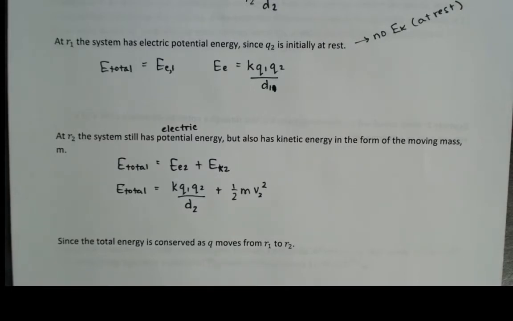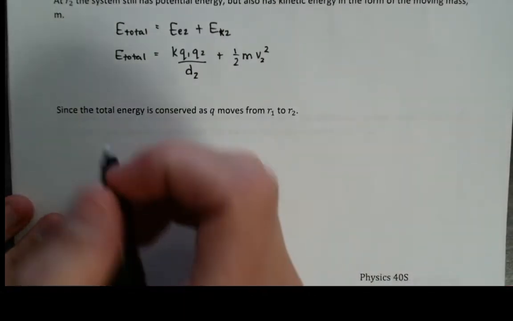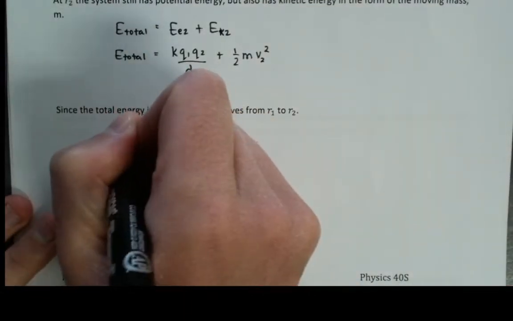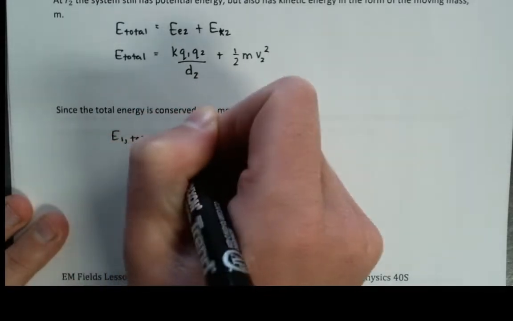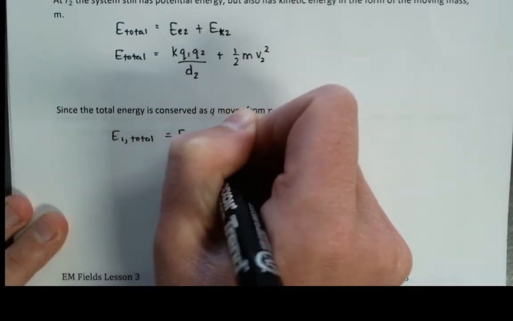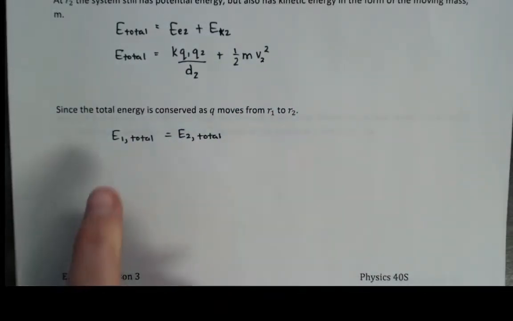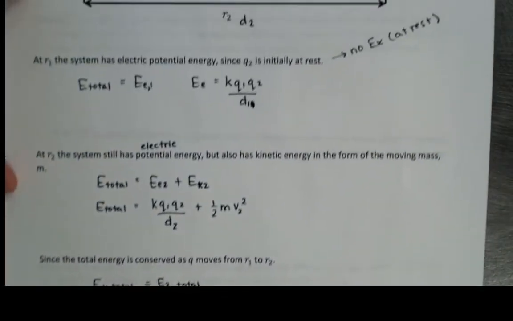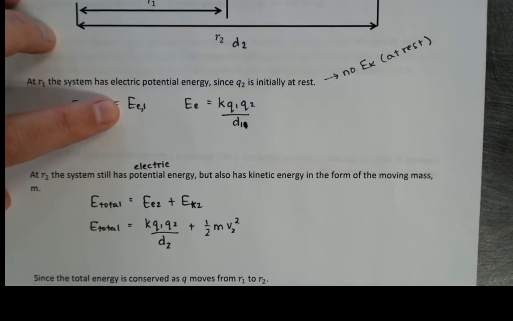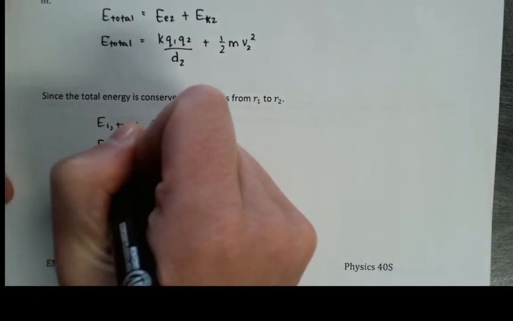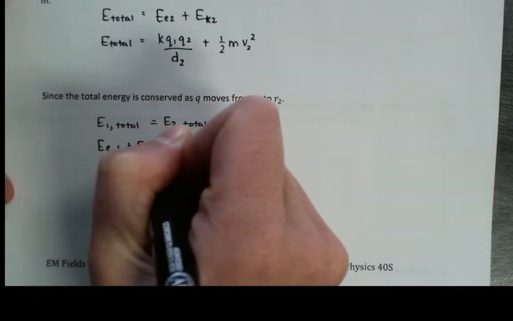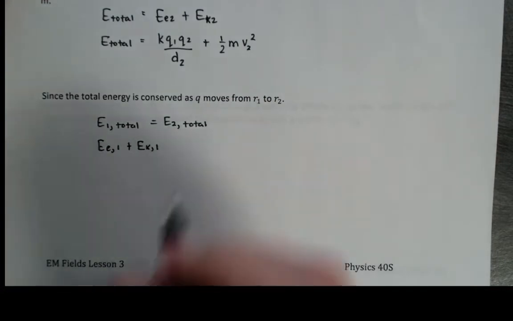We know that total energy needs to be conserved. It's not lost. It's always conserved. And we can write out a full expression. So E1 total, or I guess you could have said E total 1, E total 2. They have to be equal though, our initial energy and our final energy. So initially, if we look back, we just had electric potential because the object wasn't in motion. Okay? I'm going to write it out as EE1 plus EK1 because sometimes we will not be at rest.